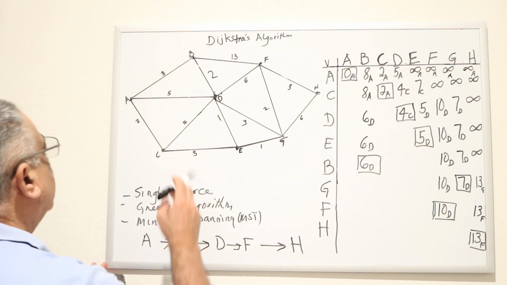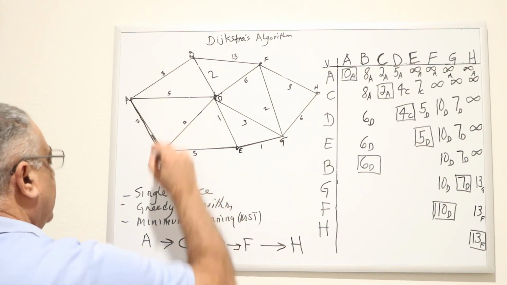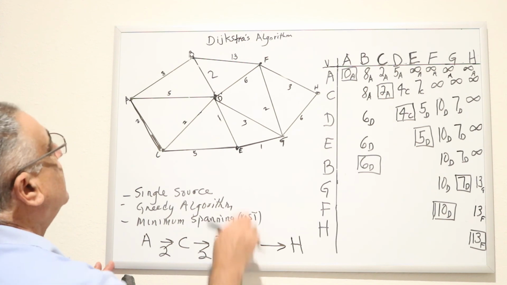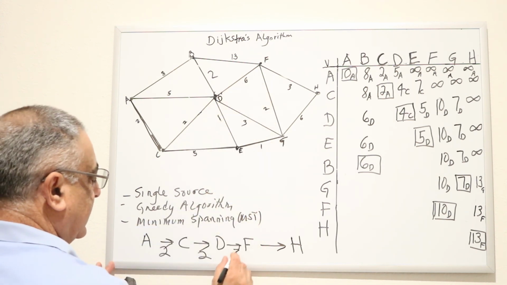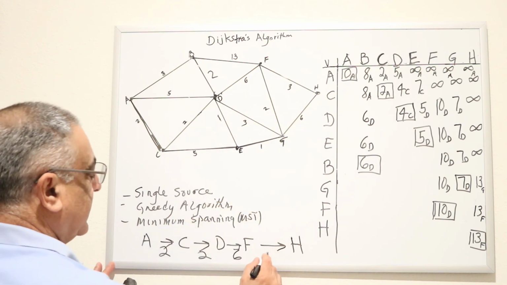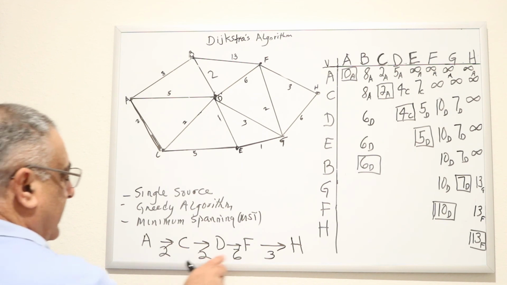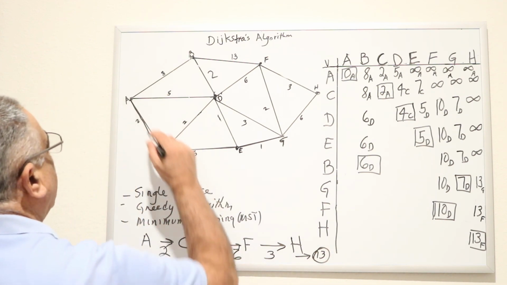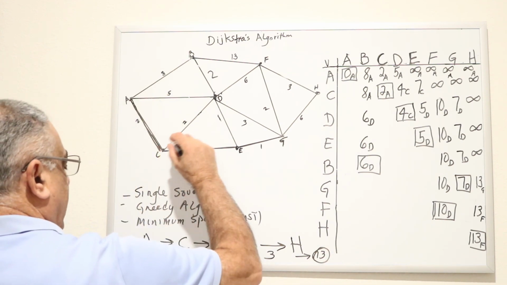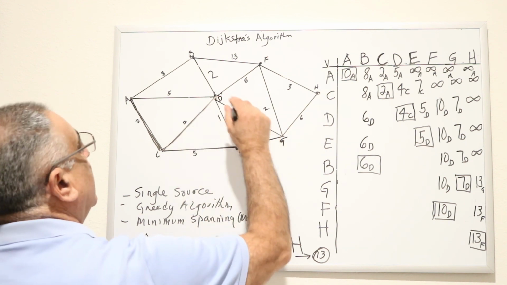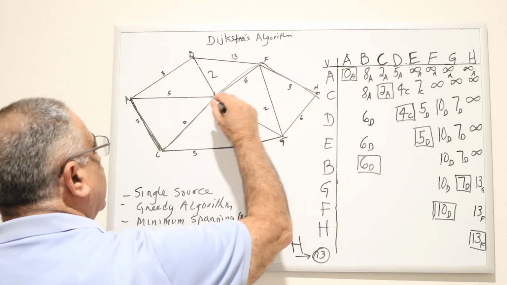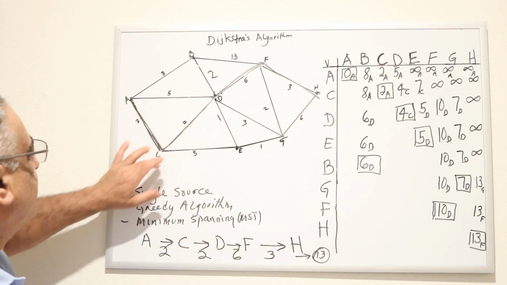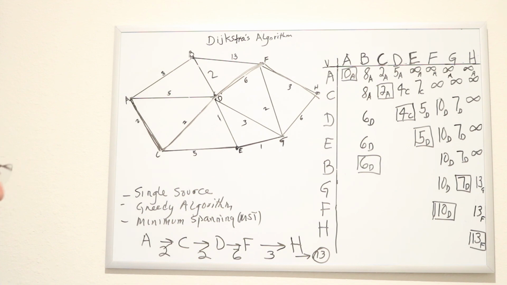So now, what's A to C? A to C, in this case, it's 2. C to D, which is 2. D to F, that's 6. F to H, that's 3. So this becomes 4, 10, 13. So my total is 13. So as you can see, the best way, you go A to C, C to D, D to F, and F to H. See, that's why this is known as a single source, from A to H. So A to C, C to D, D to F, F to H. And that's it.